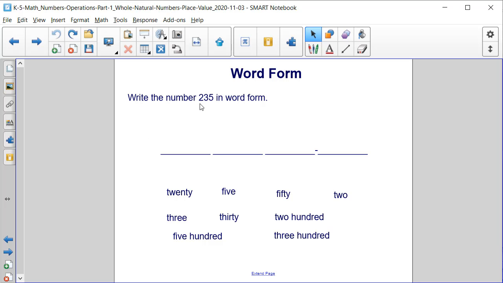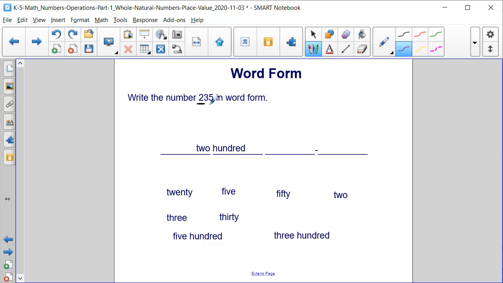Write the number 235 in word form. Well, first we have a 2, and that is in the hundreds place. So we can write the beginning of our number as 200. And the next number that we have is a 3, and the 3 is in the tens place. It represents the number 30. So we're going to put 30 in this blank.